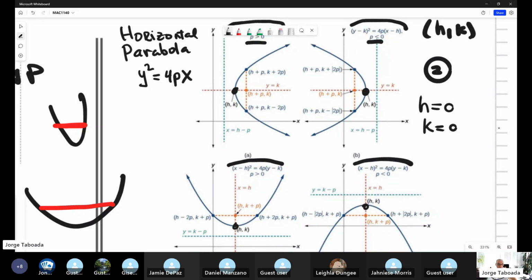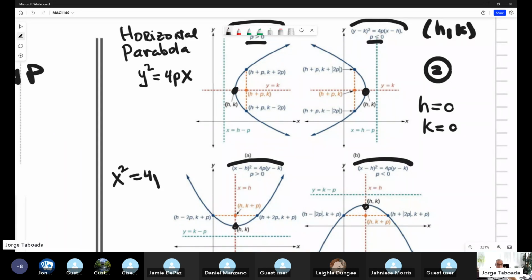Otherwise, if the equation is x squared equals 4py, you see it's different. The only thing is the permutation of x and y, and when you swap x and y, our parabola rotates 90 degrees. So this is vertical, because the quadratic part, the power of 2, is located on the x, not on the y.